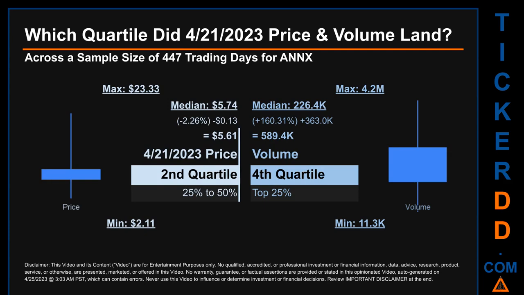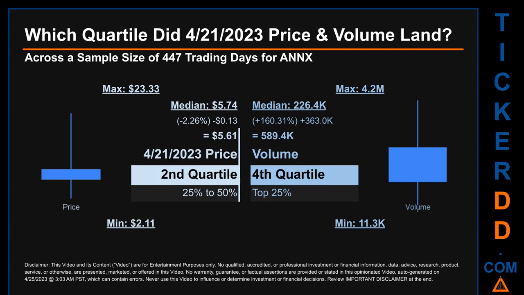Which quartile did April 21, 2023 price and volume land? Across a sample size of 447 trading days, the maximum end-of-day price for ANNX was $23.33 while the minimum was $2.11.